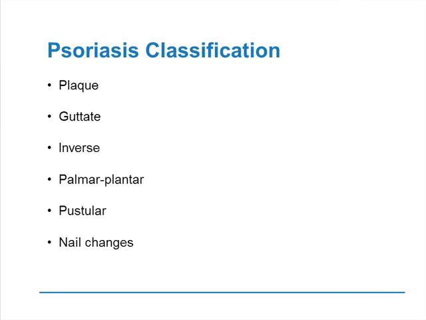In terms of classifying the skin disease, it can be classified into plaque-type psoriasis, guttate-type psoriasis, and I'll show you pictures of all these. Inverse psoriasis, which is really considered the hidden type of psoriasis, palmar-plantar disease, pustular disease, as well as the nail changes. And a lot of patients come to us with the question of how to manage the nail changes.